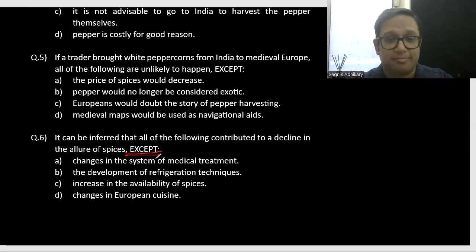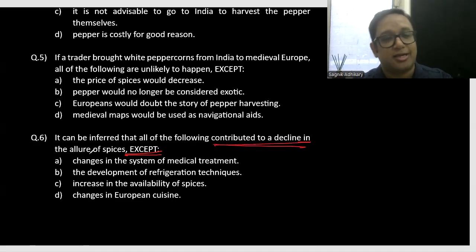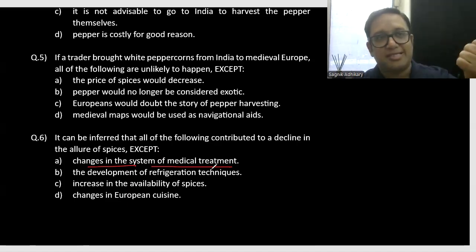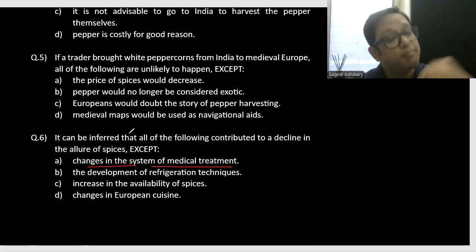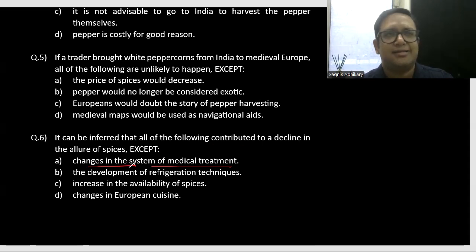This is also an except type question. So we realize this passage has all 4 except type questions, which is very interesting. But we are looking for something which is not something that would contribute to a decline in the allure of spices. Changes in the system of medical treatment. Spices used for medical reasons or for their medical properties is given as one of the reasons why there was desire. If there were improvements in the system of medical treatments, then it is likely that the need for spices for their medical properties would reduce. So this would contribute to a decline in the allure of spices, not what we are looking for.